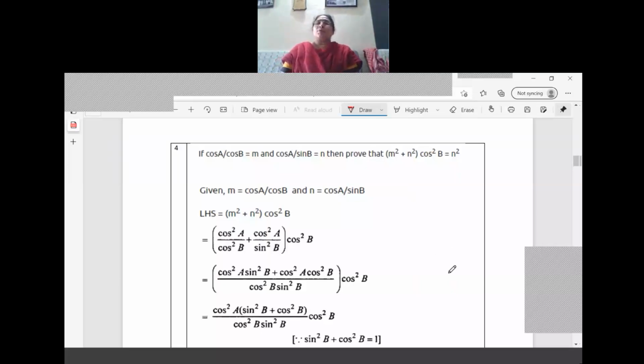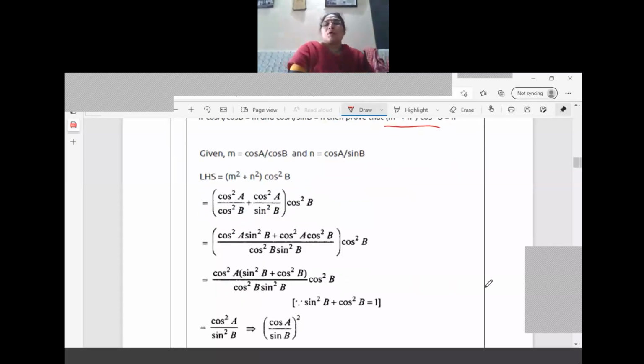Now, in this type of question, most of the time we are just substituting the values, nothing else. So what is the LHS? m square plus n square into cos square B. We substitute what m and n are and multiply with cos square B. What is m for us? Cos A by cos B. Since it is a square, it will be square terms, and also cos A by sin B whole square. Therefore cos square A by cos square B plus cos square A by sin square B we are getting.